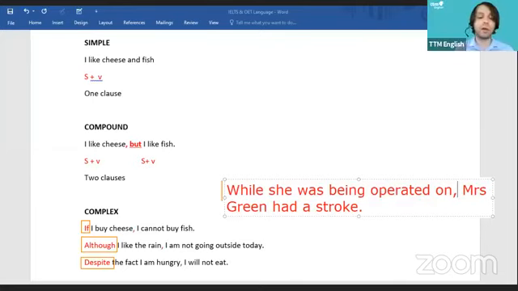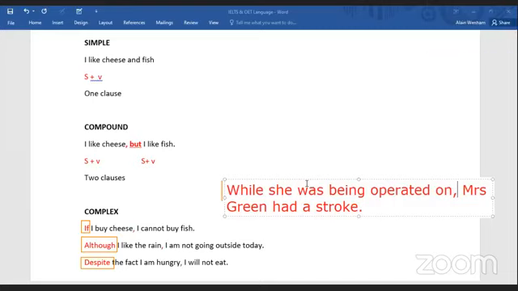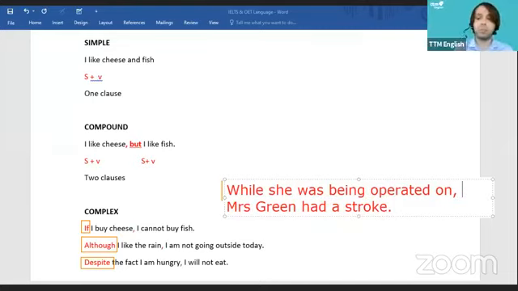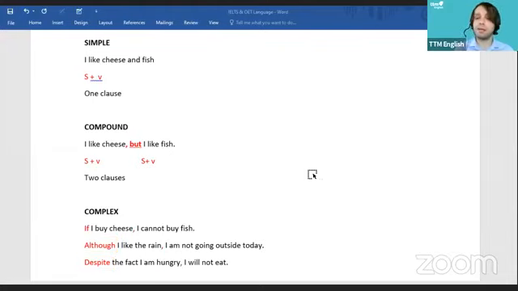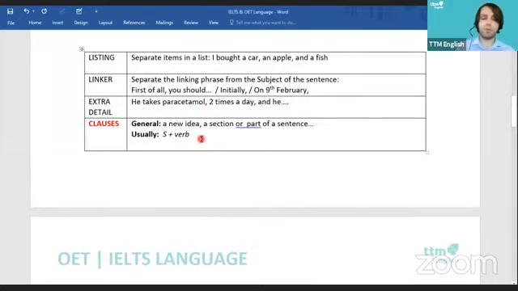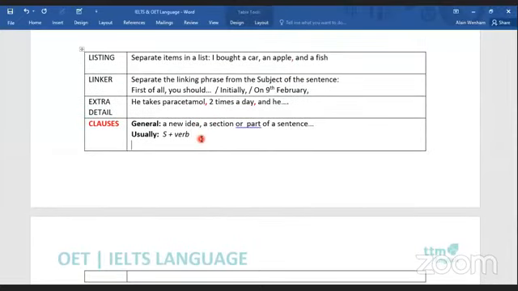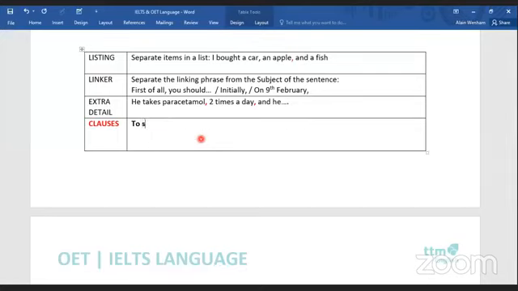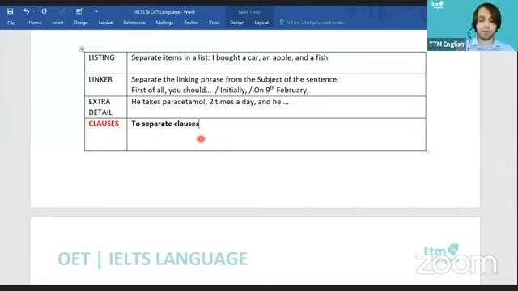Are there two clauses or one clause? Two clauses, right? But I don't need the "and" because it's complex. You use "while." Okay. All right, so this is the key: clauses. Why do we use commas? We use commas to separate clauses. I'm just going to make it simple, to separate out clauses.